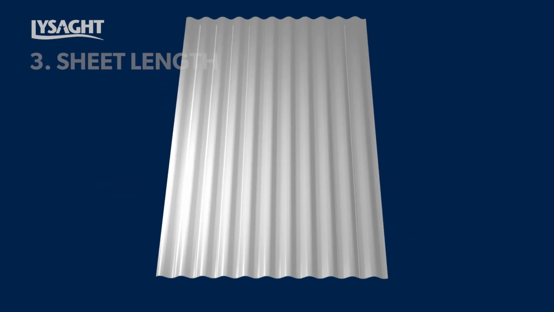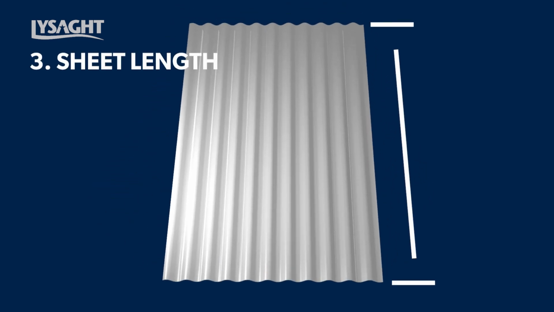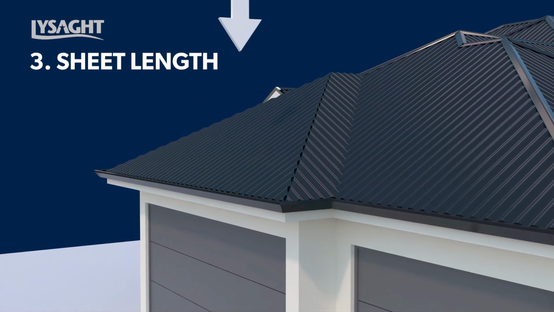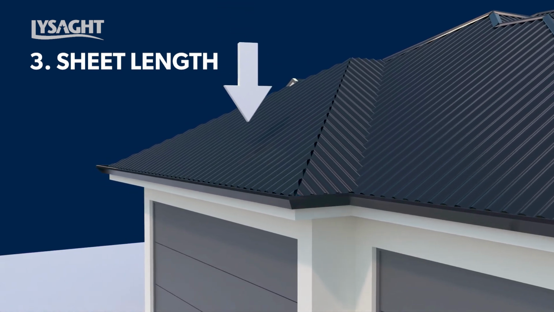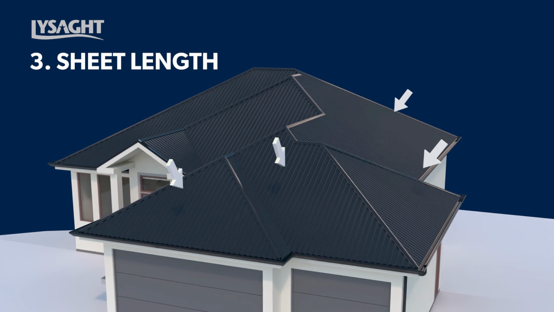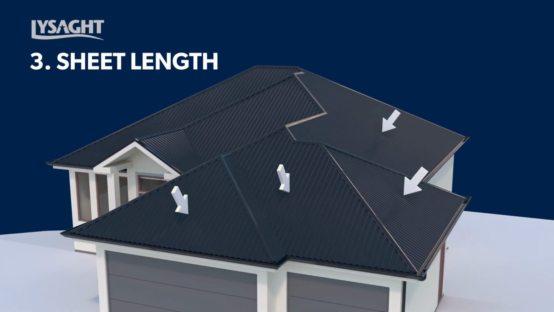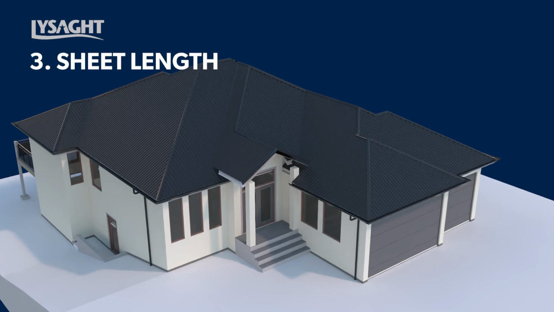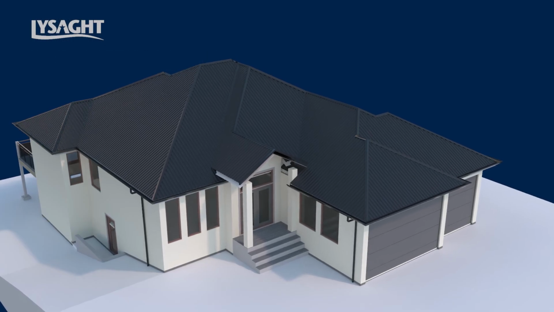And finally, sheet length. This is the actual length of the roof sheet as produced by the manufacturer. It's the physical measurement from one end of the sheet to the other. The length of the sheet is usually determined by the specific requirements of the roof or wall to be covered. Sheets can be cut to custom lengths to fit the dimensions of the roof or wall, thereby minimizing the number of seams or joints, which helps in enhancing the waterproofing and aesthetic appeal of the roof.